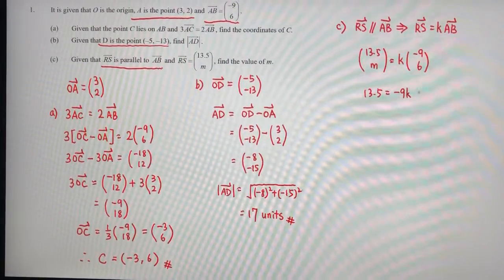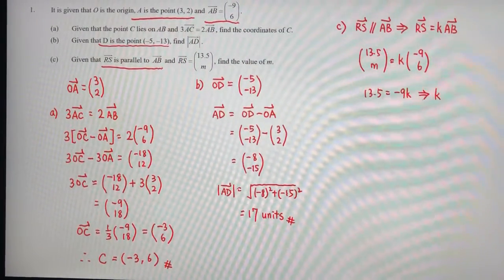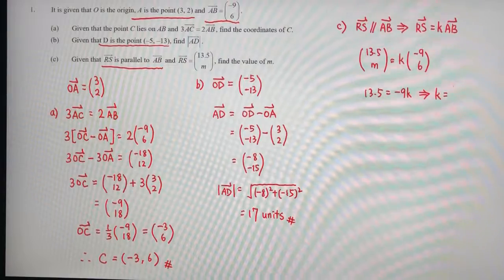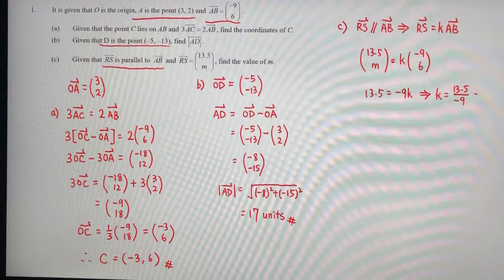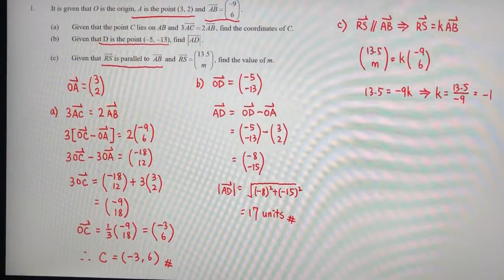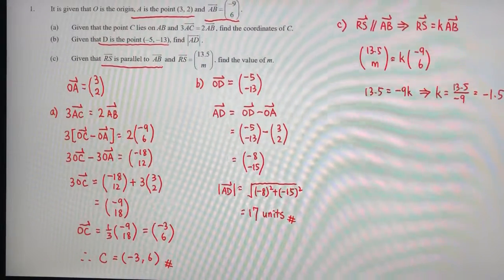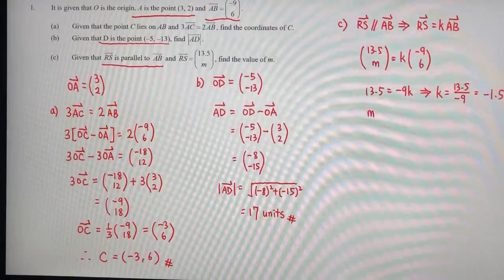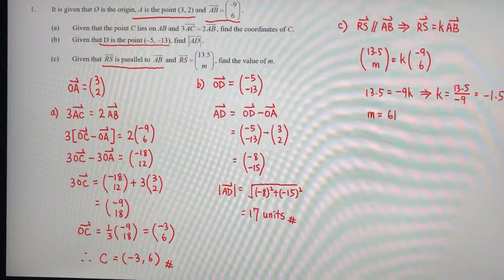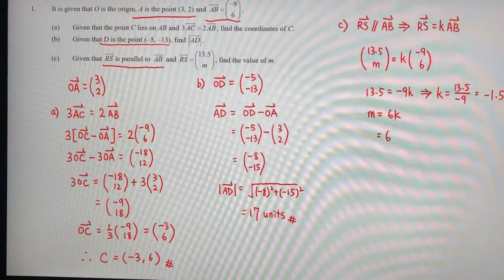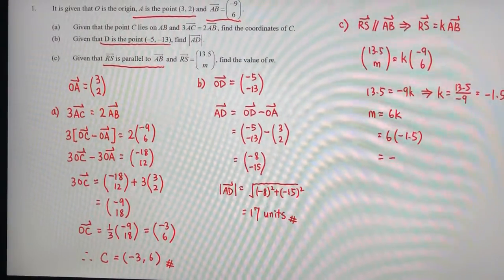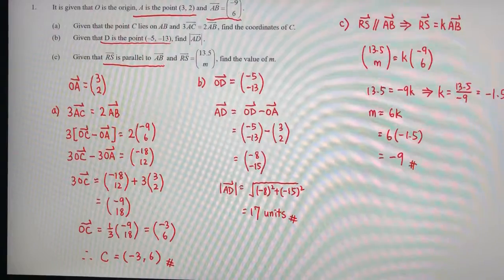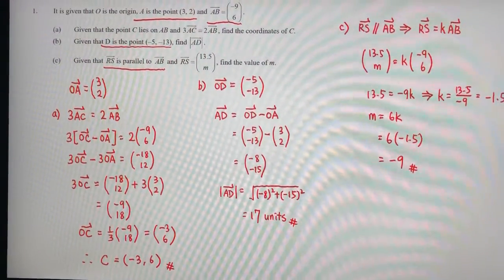Now we shall establish the equation using the top entries. 13.5 equals -9k, so therefore solving for k, we get 13.5 divided by -9, and that gives us -1.5. And if we now take a look at the bottom entries of the equation, m equals 6k. And since we have found out k is equal to -1.5, therefore we substitute into the equation and we get m equals -9. And that ends part C.